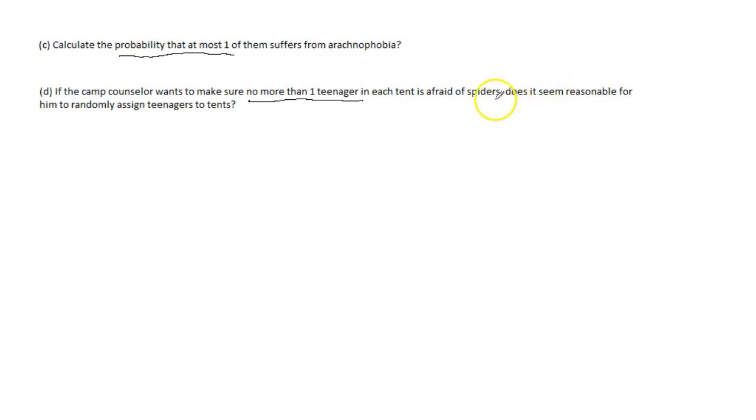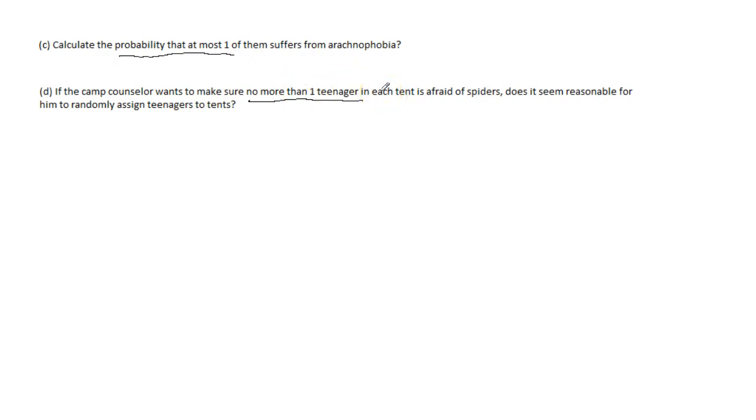So, does it seem reasonable to him to randomly assign teenagers to tents? That's a requirement for a binomial distribution, which you're using in this problem: it has to be random from one trial to the next. So that's what we're talking about. It's saying that if we would want to have a binomial distribution, would it be reasonable?